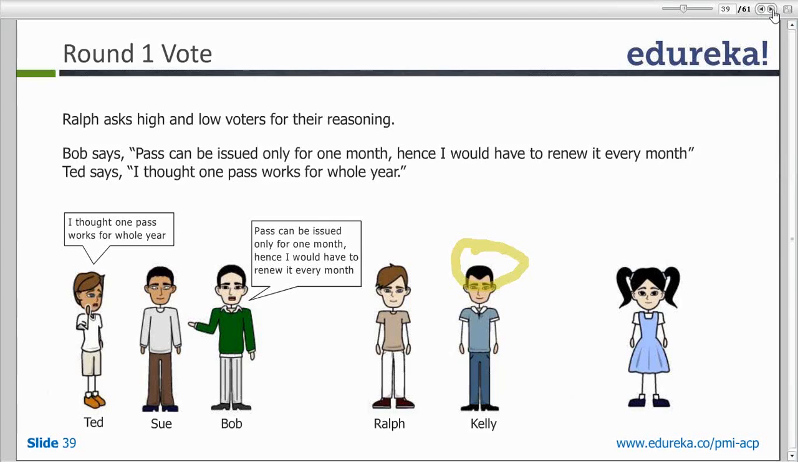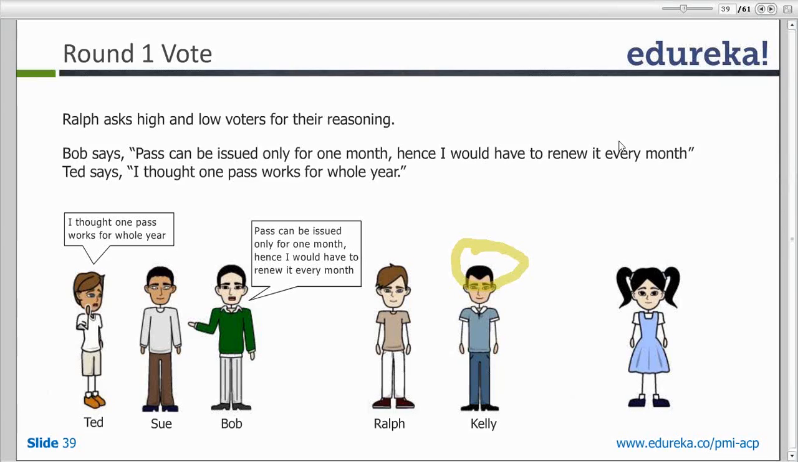So now Bob says, a pass can be issued only for 1 month, hence I would have to renew it every month. So since it would have a renewal policy every month, it is a little complex story. But Ted says, oh, I thought 1 pass would work for the whole year, so I just issue it once and it's done. So I thought it's 3. Okay, so now they tell what they thought.